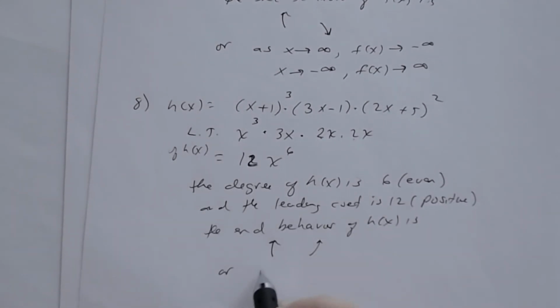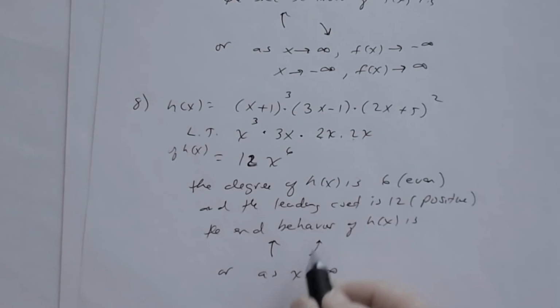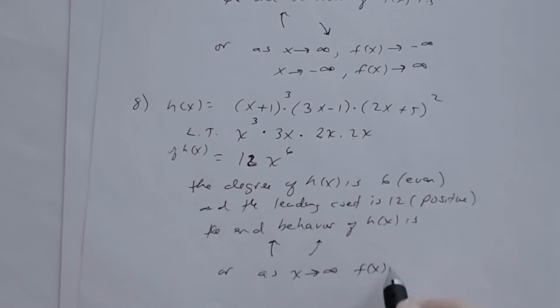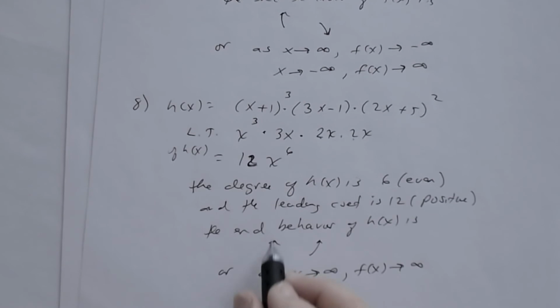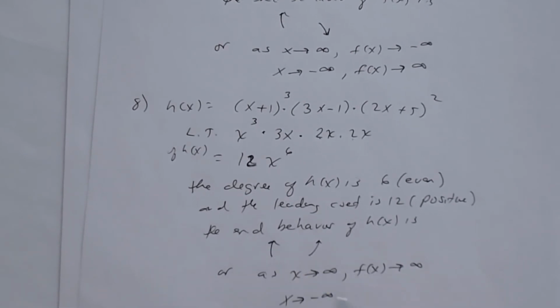So on the right side, as x approaches infinity, what's happened to those y values? Well, they're getting more positive. So your y value, f of x, approaches infinity. On the left side, as x approaches negative infinity, what's happened to those y values? Those y values are approaching positive infinity. All right, so that's number 8.